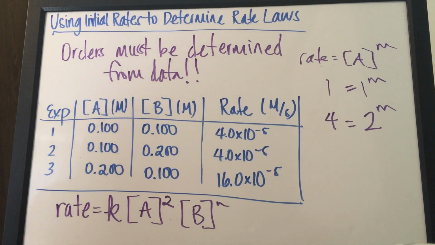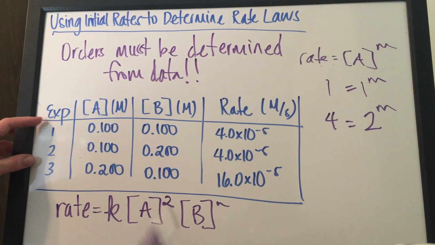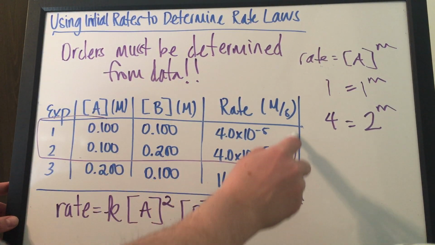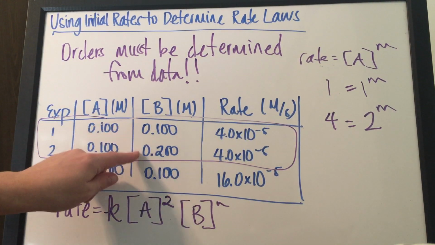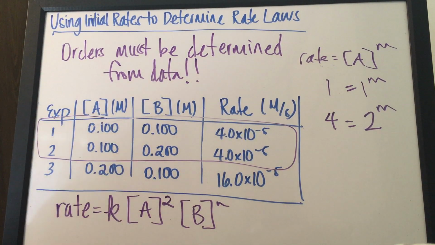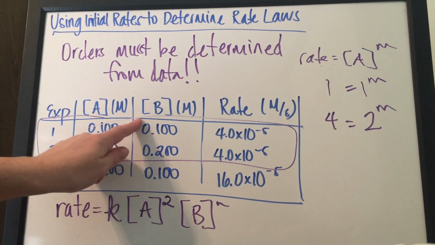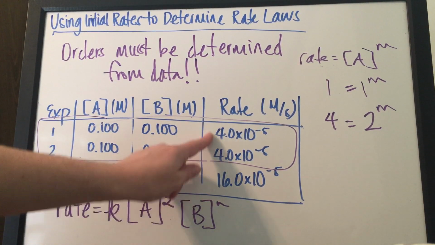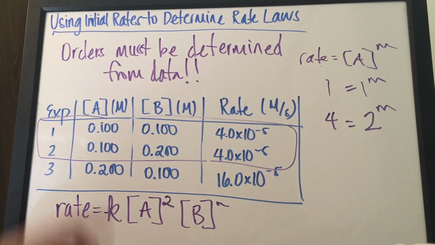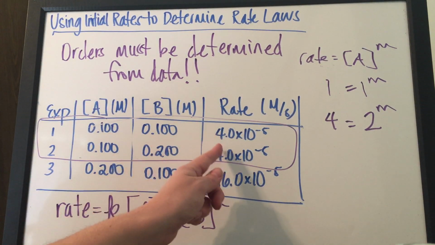Okay, the other thing I have to take into account now is, of course, B and how changing B affects the rate. So now, if you want to look at how changing B affects the rate, you have to look at two experiments where A is kept constant. So the best two to look at would be 1 and 2, because in experiments 1 and 2, B is doubled, but A is held constant. And notice, even though I doubled B, what happened to the rate? Nothing. So changing B has no effect on the rate.